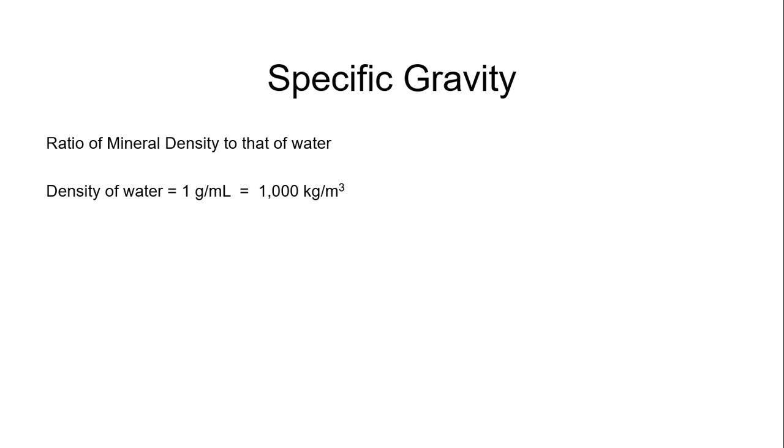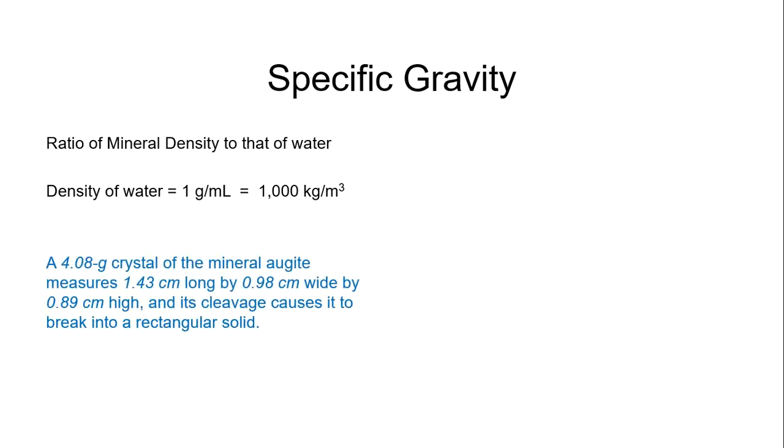A little more on specific gravity. Again, we just saw the definition. It's the ratio of mineral density to that of water. Just for reference, the density of water is 1 gram per milliliter. That's the definition of a milliliter, is the volume of 1 gram of water. In other units, that would be 1,000 kilograms per cubic meter. You could see either of these units.